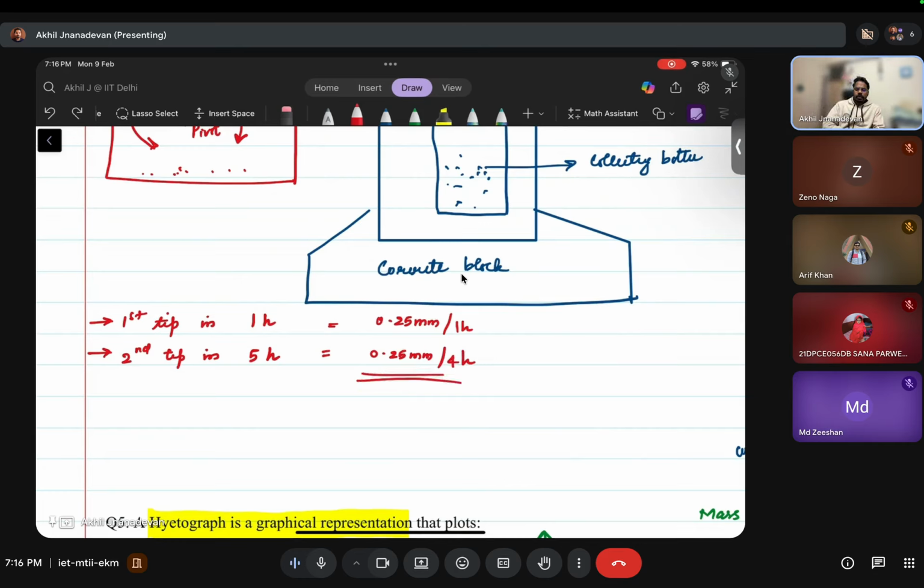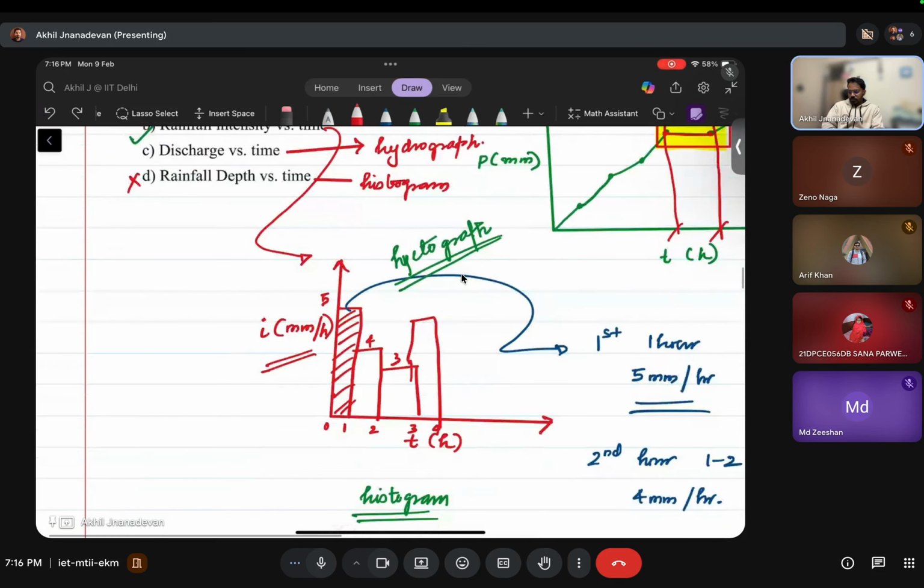So basically there can be problems where they will tell you the times at which the tipping occurs in the tipping bucket, and you will be asked to plot the hyetograph. A hyetograph is nothing but rainfall depth per time. So if the first tip happens after 1 hour, 2.5 by 1 will be the intensity. And the second tip happens after 5 hours, that is from 1 to 5, 4 hours. In 4 hours 2.5 mm filled, so it is 2.5 by 4. Similarly, you can find the intensities and plot the hyetograph, right?